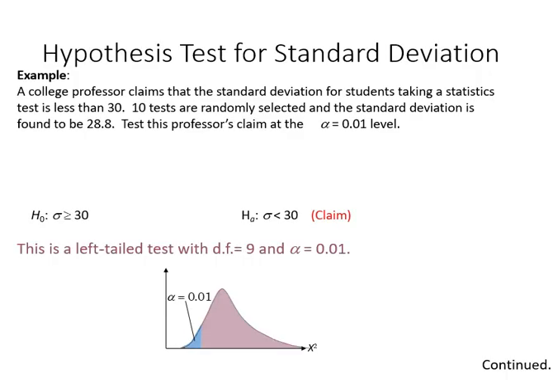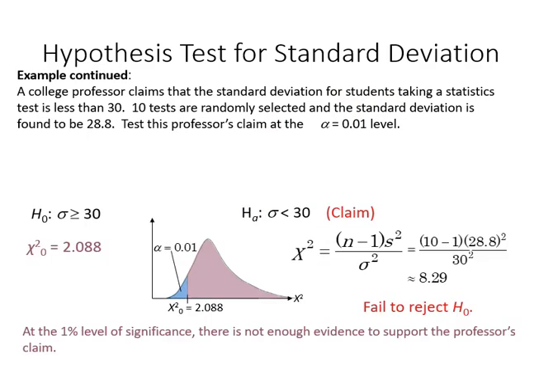And here's an example. A college professor claims that the standard deviation for students taking a statistics test is less than 30. 10 tests are randomly selected with a standard deviation of 28.8. And we want to test the claim at the 0.01 level. And so we have our null that the standard deviation is greater than or equal to 30, and our alternative, which is the claim that it is less than 30. So this is a left-tailed test with degrees of freedom of 9, since we have 10 people, at a 0.01 level.